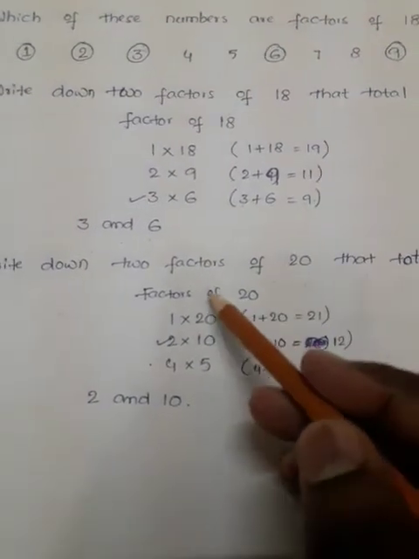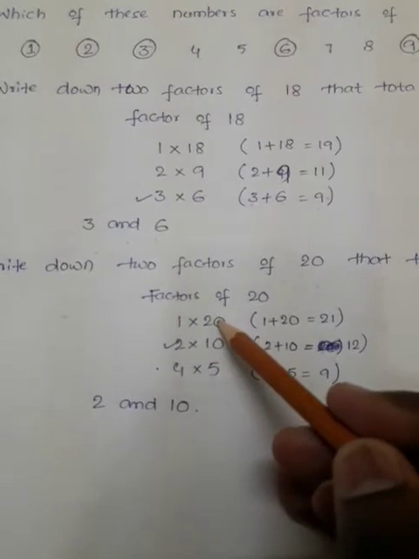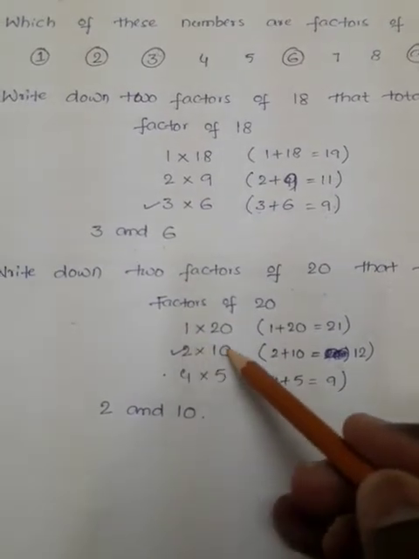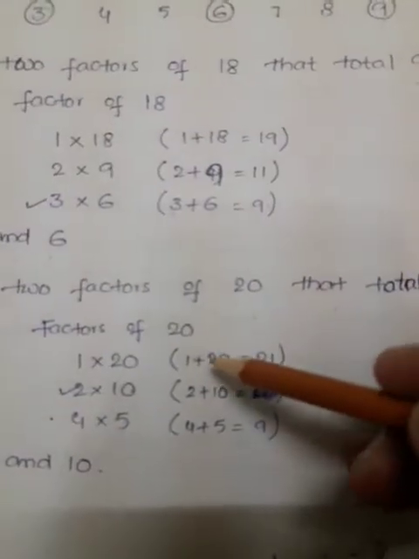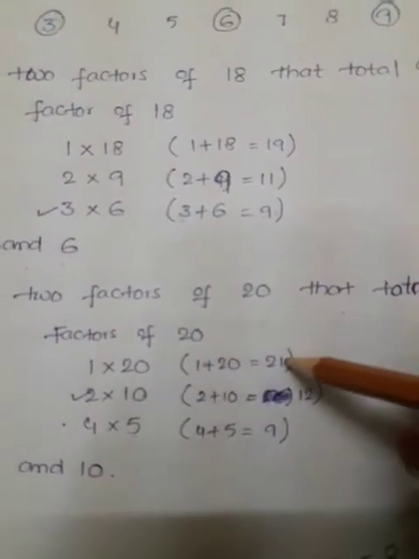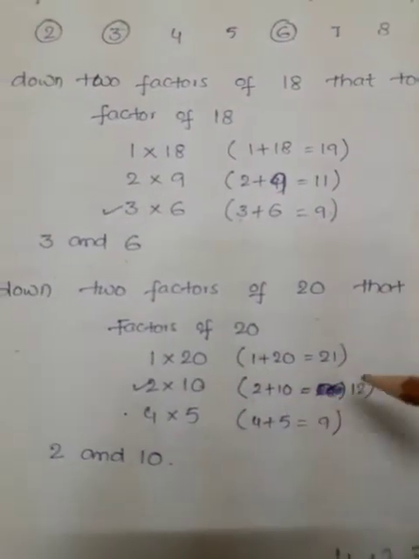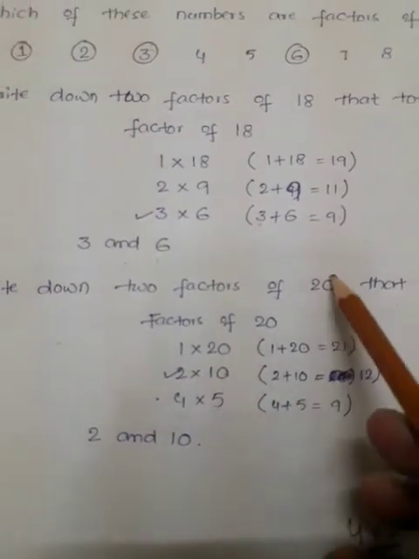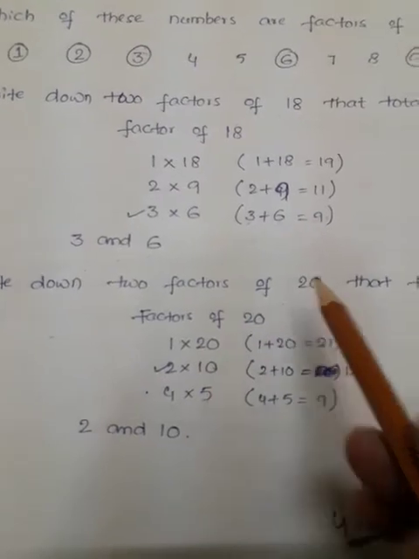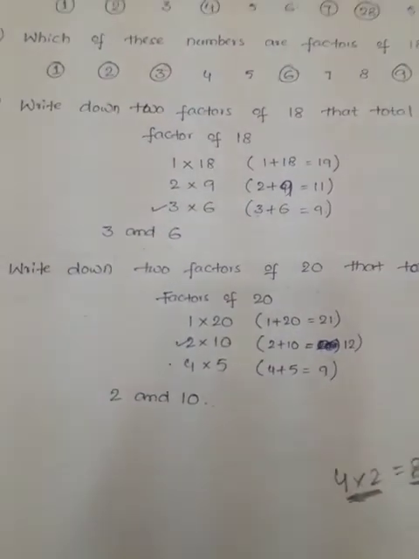Similarly, write down two factors of 20, that total is 12. So first of all, write the factors of 20. 1 multiplied by 20 equal to 20, 2 multiplied by 10 equal to 20, 4 multiplied by 5 equal to 20. Now you can add here. 1 plus 20 is equal to 21, 2 plus 10 equal to 12, 4 plus 5 equal to 9. So which numbers if I multiply, I get 20? 2 multiplied by 10 equal to 20. When I add 2 plus 10 equal to 12. So the factors are 2 and 10.